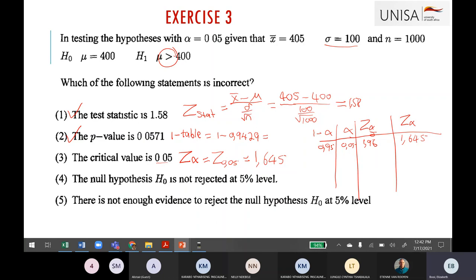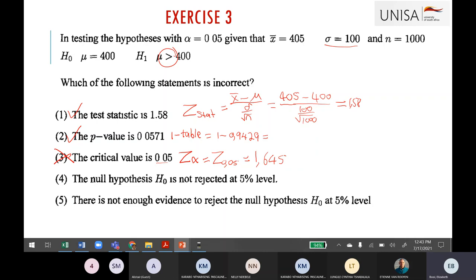Okay, so that is just another useful piece of information you can use or not use. It's up to you. So then this is incorrect.